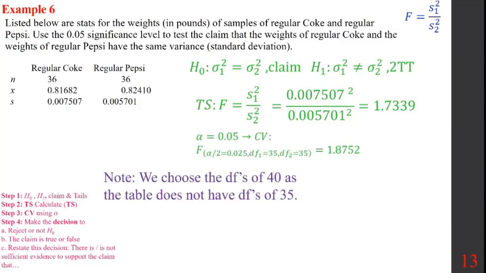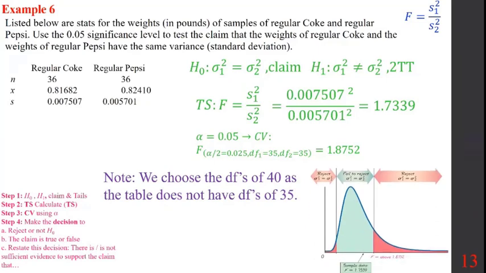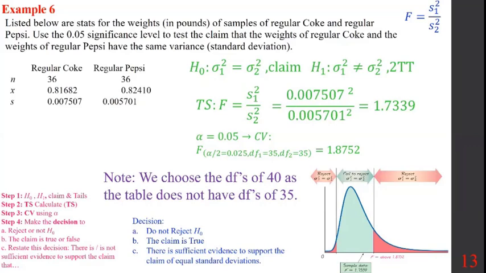Note, we didn't have 35, so we chose 40. Just as an example, again, we can look up the table, a limitation of the table. With that being the case, if we put the numbers in, we get 1.8752 from the table. If you go with the technology, you get a better answer. And 1.7339 is clearly way into the non-rejection region. So do not reject H0. The claim becomes true, and you know the rest. So do not reject H0.